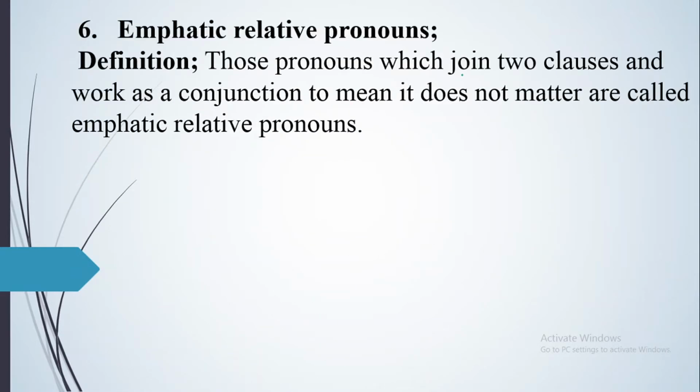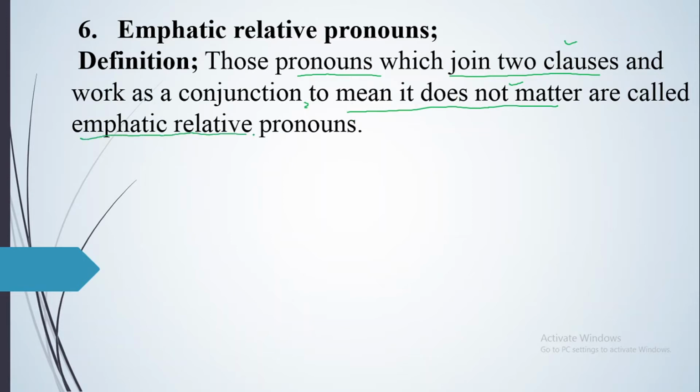Definition: those pronouns which join two clauses and work as a conjunction to mean it does not matter are called emphatic relative pronouns. See, those pronouns which join two clauses, as we discussed in the previous lecture, and work as a conjunction. Only one thing is added, to mean it does not matter. Means whatever he or she wants to do, he or she can. Are called emphatic relative pronouns.